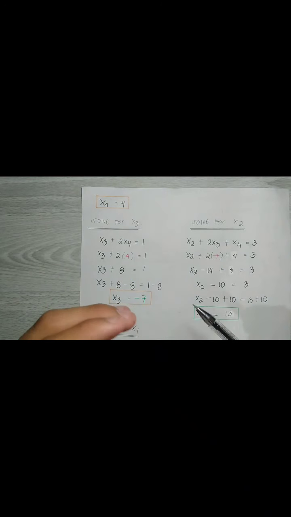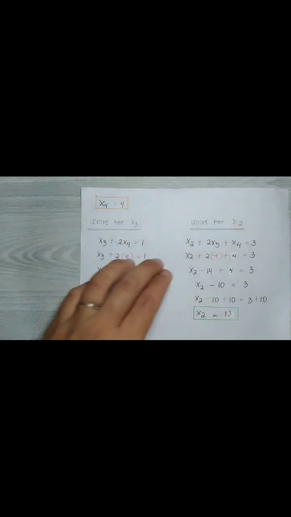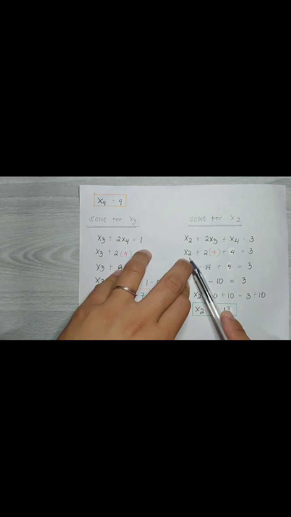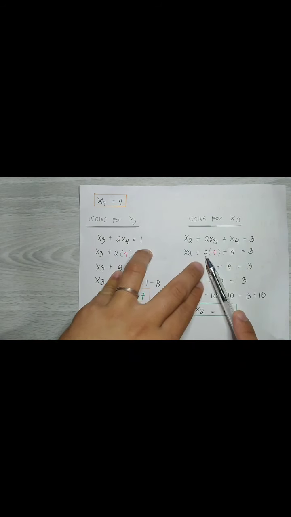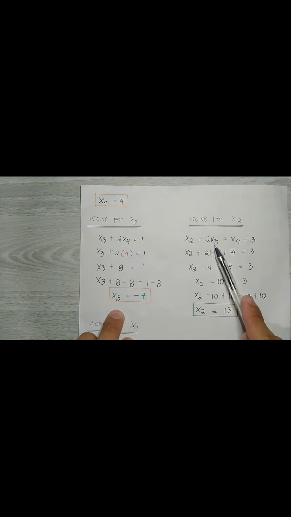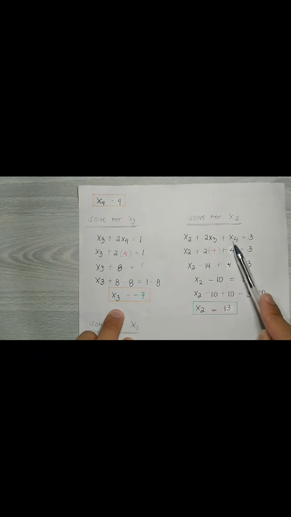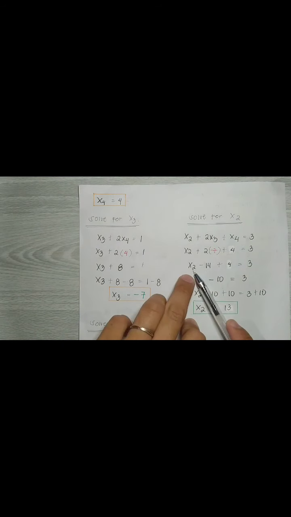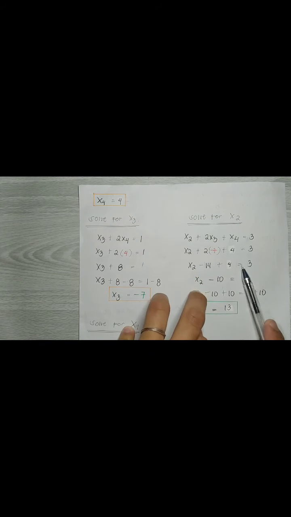And substitute x3 and x4 in this row. So x2 plus 2 times negative 7, because x3 is negative 7, plus x4, and x4 is 4, is equal to 3. 2 times negative 7 is negative 14. So the equation is x2 minus 14 plus 4 is equal to 3.